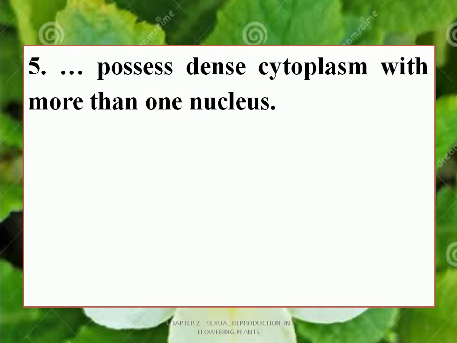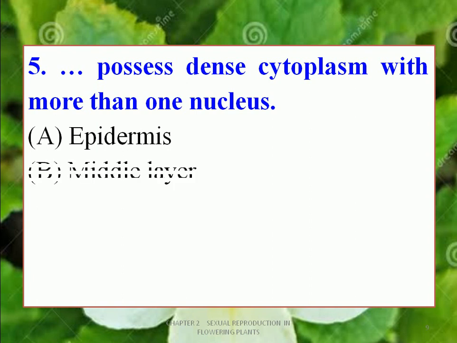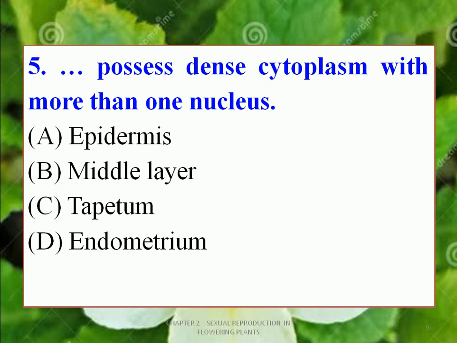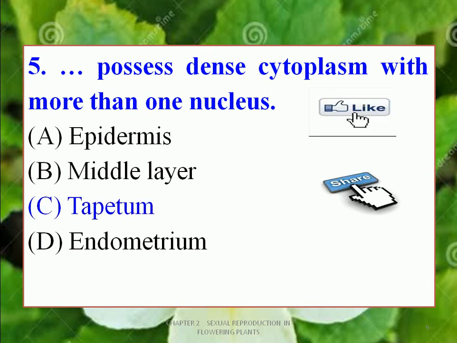Dash possess dense cytoplasm with more than one nucleus. A. Epidermis. B. Middle layer. C. Tapetum. And D. Endometrium. The correct option is C. Tapetum. Yes. Friends, tapetum possess dense cytoplasm with more than one nucleus.